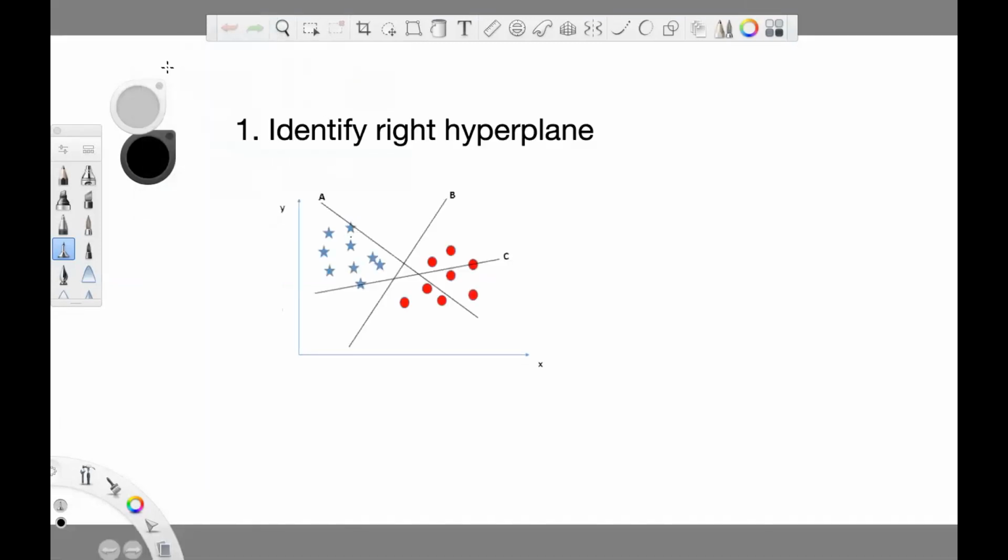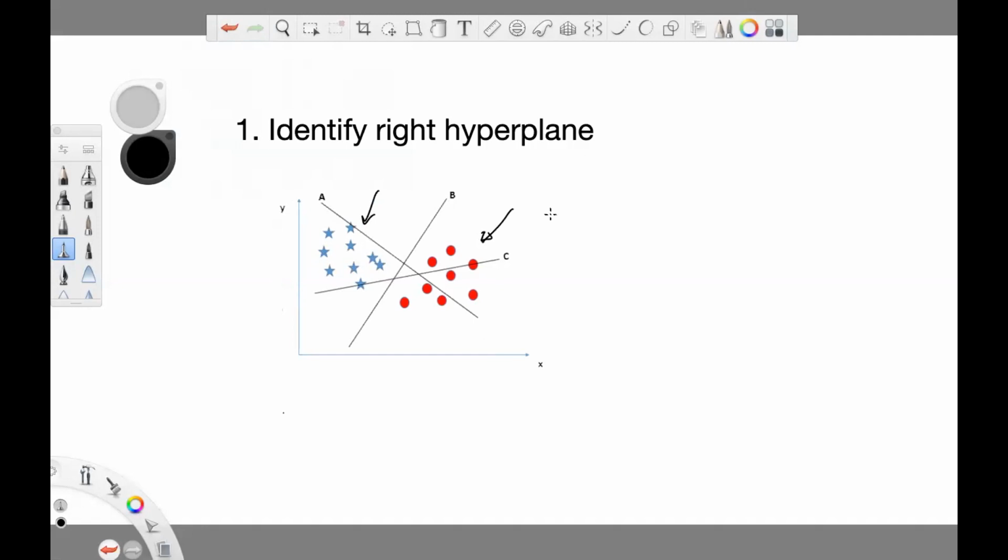Okay, so let's say you have two kinds of points here. One class is the star, another one is the red dots, and you want to draw a fence or a line. That's what the purpose of SVM is. It draws a line that separates the two classes.